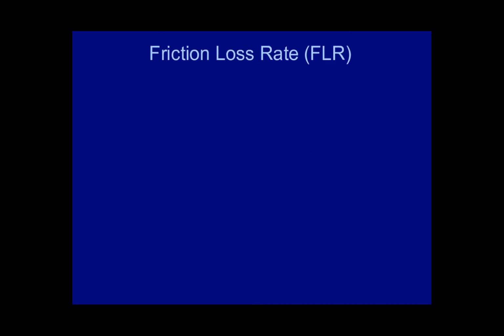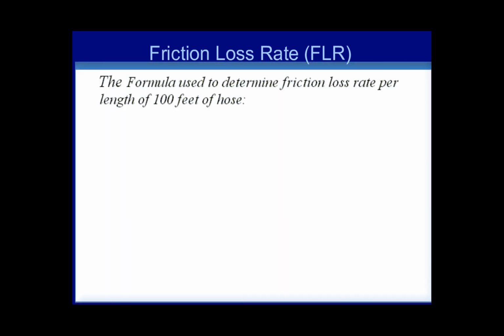Friction loss rate, or FLR. The formula used to determine friction loss rate per length of 100 feet of hose is that FLR equals 2Q squared, and Q would equal GPM divided by 100.